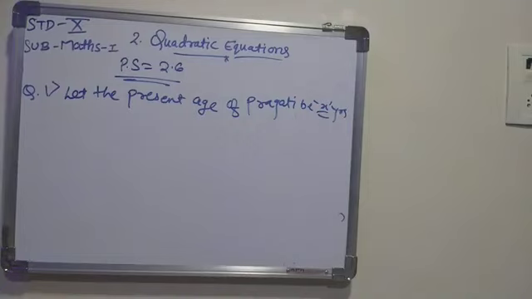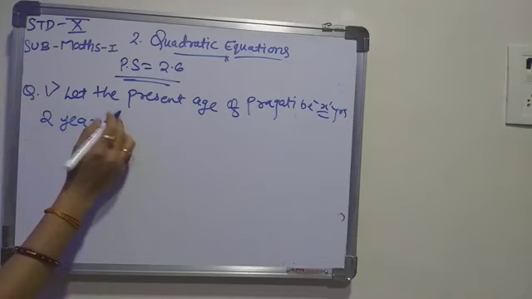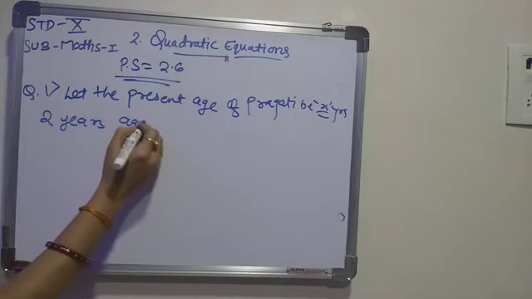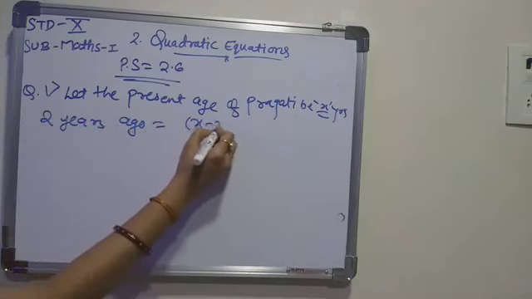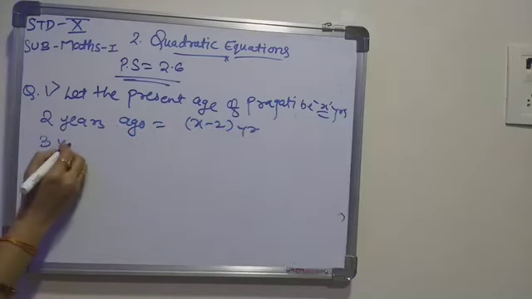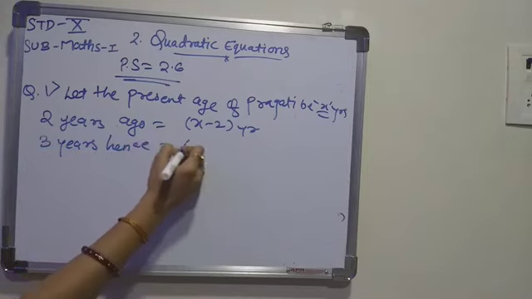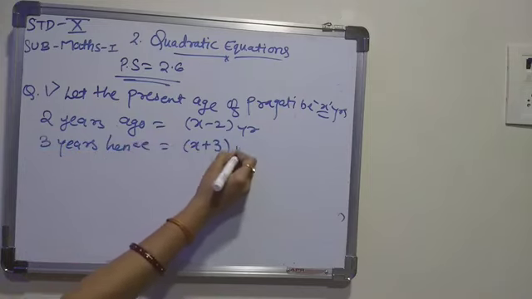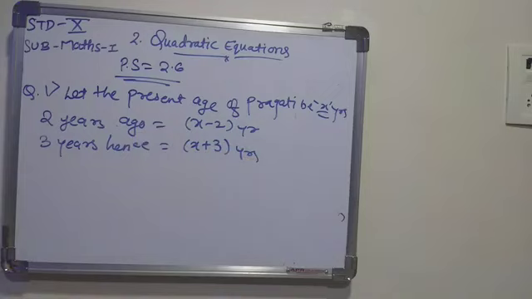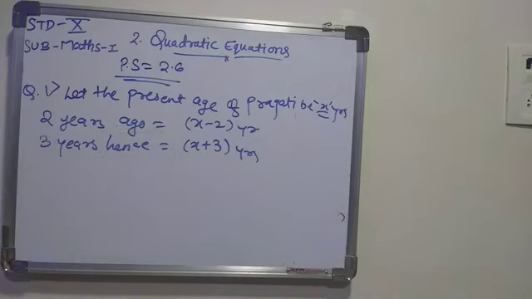Pragati's age 2 years ago. Right? So 2 years ago, Pragati's age will be x minus 2 years, and 3 years hence means after 3 years means x plus 3 years. Right? And product of this, product means multiplication, product of this is 84.